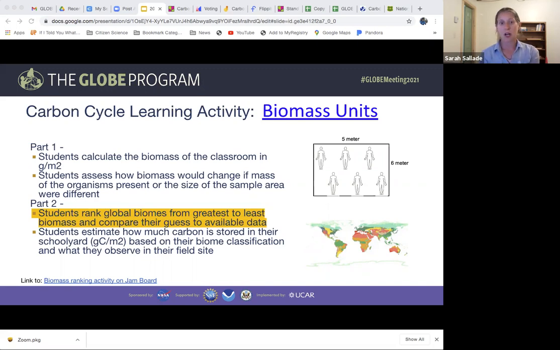There is a movie on the Globe Carbon Cycle page for the Globe website. So we're going to do something with this in just a moment. And then students after that typically try to estimate how much carbon storage is stored in their own schoolyard based on the biome classification that they came up with and what they observed in their field site. So we're going to go back to the Jamboard that you opened up earlier.